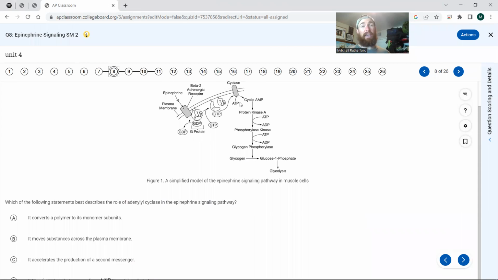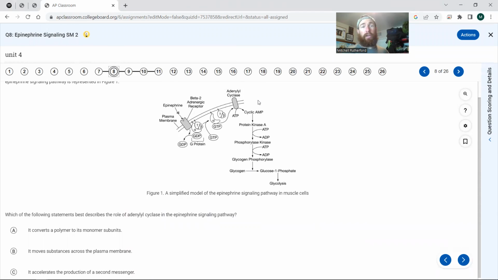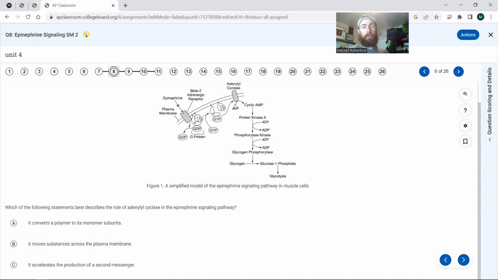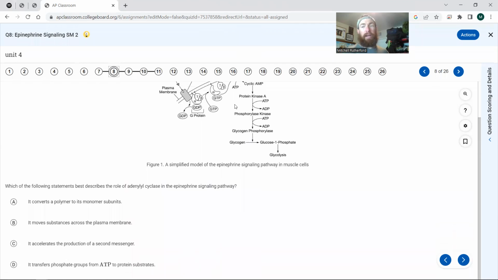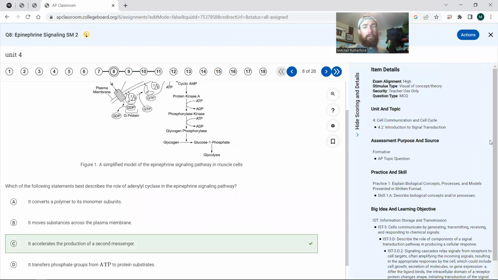Like, we have ATP going to AMP. Therefore, where did those two phosphates go? They probably went to adenylyl cyclase, which we know is a protein. I'm just going to have to guess D. And I might get that one. Yep, I got it wrong.